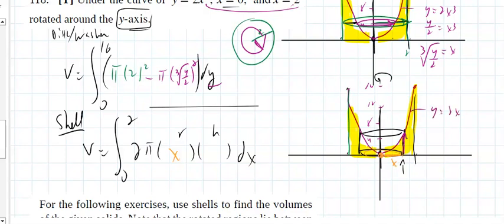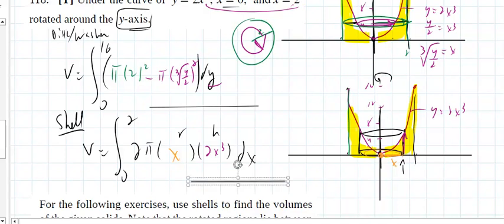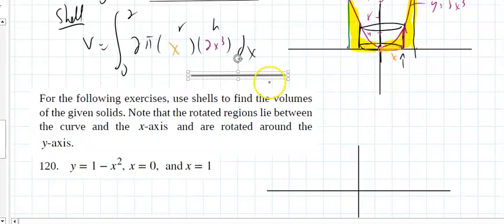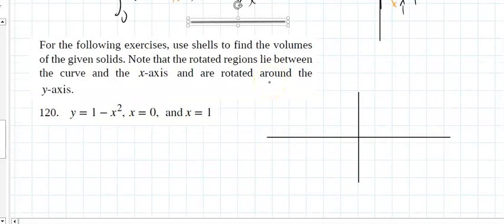This is y equal to x cubed, so top minus bottom is 2x. And there it is. The setup for the shell method, most students say that's easier. To me, they're the same, but whatever works. Have it here. Use the shell method to find the volume of the solid.